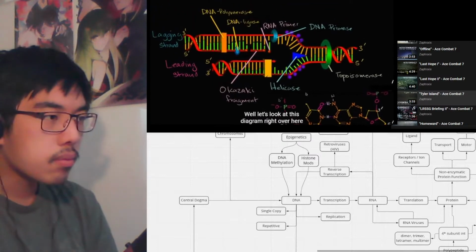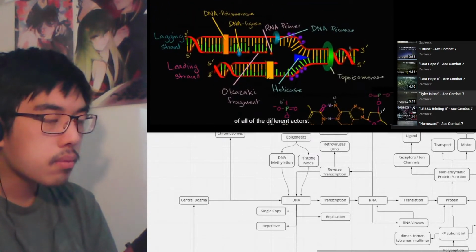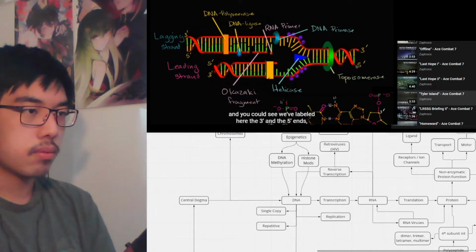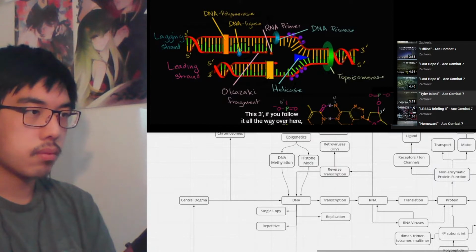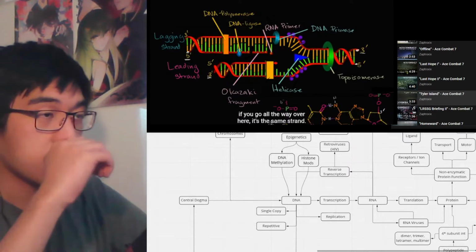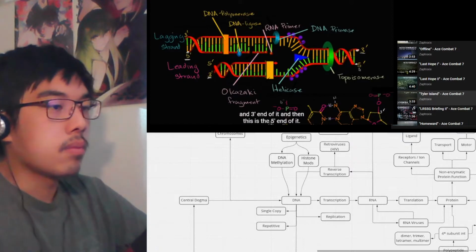Well, let's look at this diagram right over here that really gives us an overview of all of the different actors. So here is just our DNA strand, and you can imagine it's in its natural unreplicated form. And you can see we've labeled here the 3' and the 5' ends, and you could follow one of these backbones. This 3', if you follow it all the way over here, this is the corresponding 5' end. So this and this are the same strand, and this one, if you follow it along, all the way over here, is the same strand. So this is the 3' end and 3' end of it, and then this is the 5' end of it.